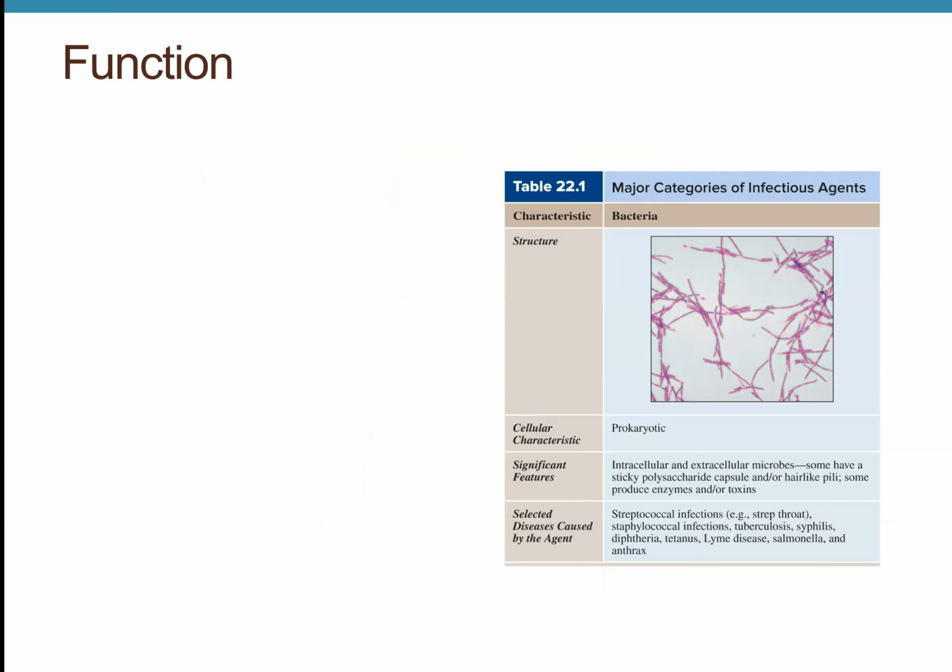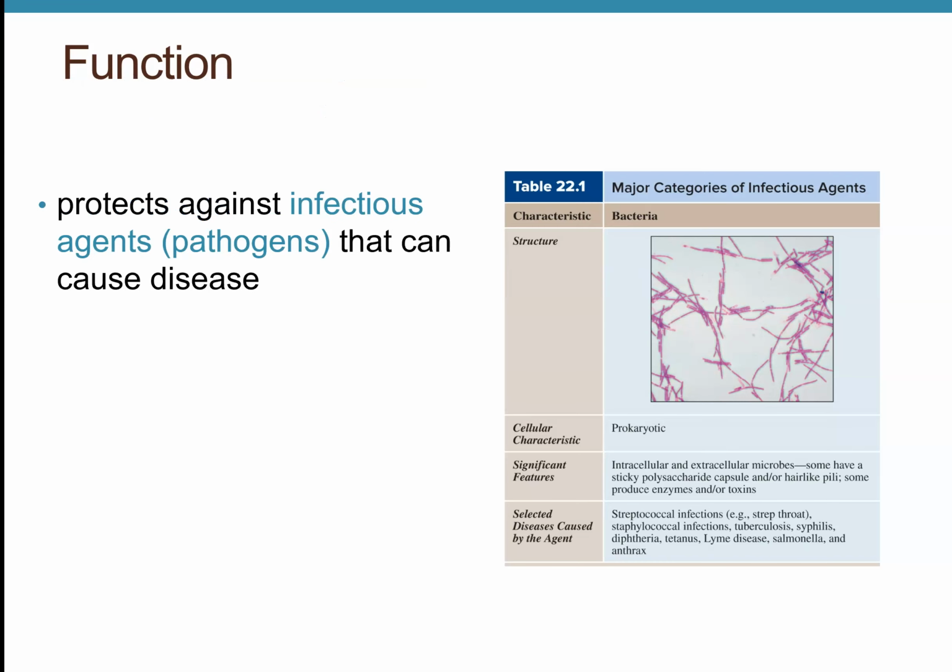The function of your immune system, or this immune component of your lymphatic system, is primarily, as you know, to protect against infectious agents, pathogens that cause disease. Patho means disease, so anytime you see that prefix, it has something to do with disease, and you actually learned about pathologic anatomy and pathologic physiology way back in chapter 1. Let's look at some things that are pathogens.